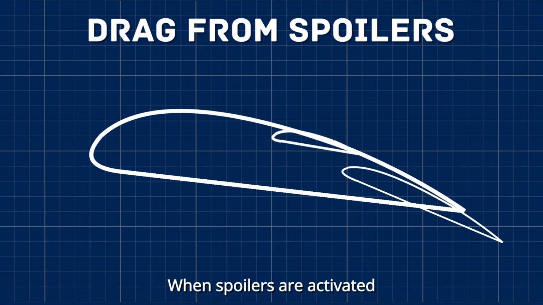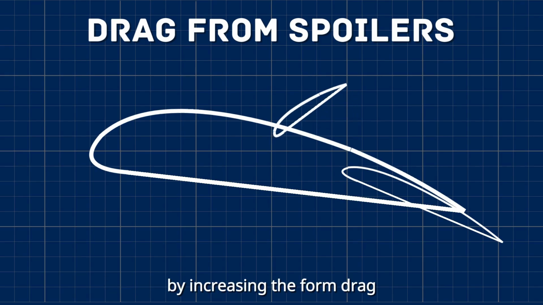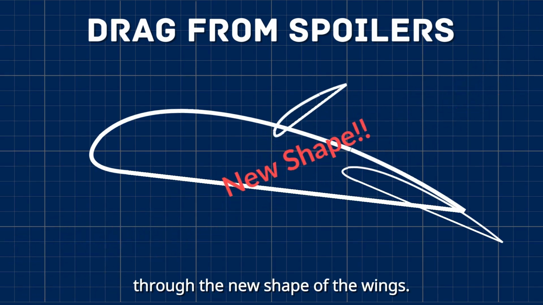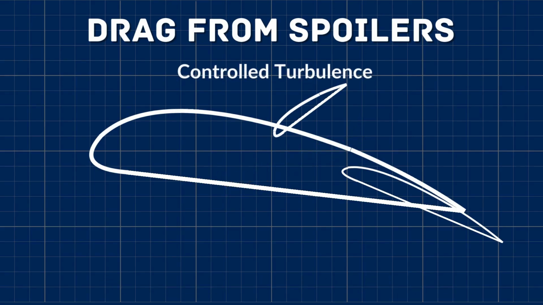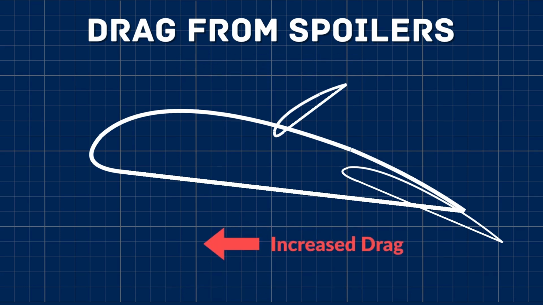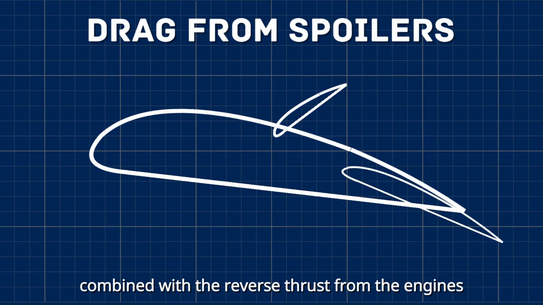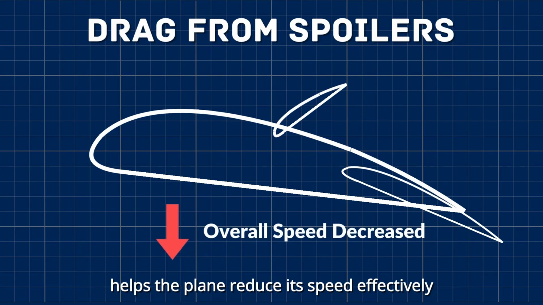When spoilers are activated, they disrupt the smooth airflow over the wings by increasing the form drag through the new shape of the wings. This causes a controlled turbulence in airflow. This controlled turbulence decreases lift and increases drag. This added drag, combined with the reverse thrust from the engines, helps the plane reduce its speed effectively.